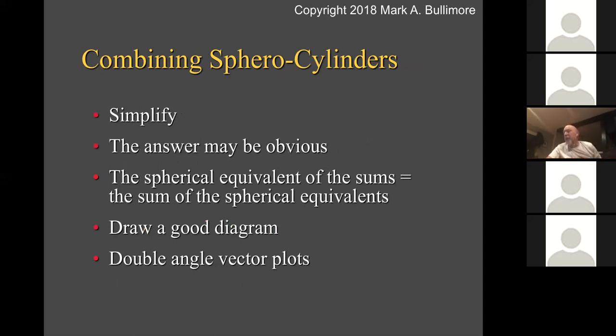Let's move away from this problem. Okay. You may be asked to combine spheres or cylinders. Okay. Again, the answer may be obvious. It may look like an incredibly horrible, complex problem, but there may be some simplifying that you can do. The thing I always encourage you to remember when you're combining lenses is that the spherical equivalent of the sums is the sum of the spherical equivalents. Okay. You can draw a good diagram. Power crosses have saved our lives many times. Now, I don't think you'll be asked to do vector plots or any of this J0, J45, so I would just sort of forget about that.